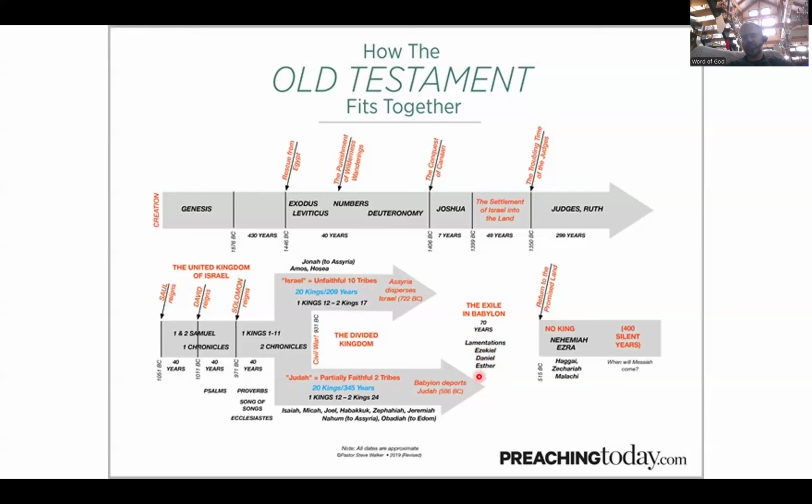So Ezekiel is a prophet. Esther happens in this gap, that story. But Ezekiel is a prophet, but he starts early. He actually starts before the fall, talks about it, and then goes into the exile.